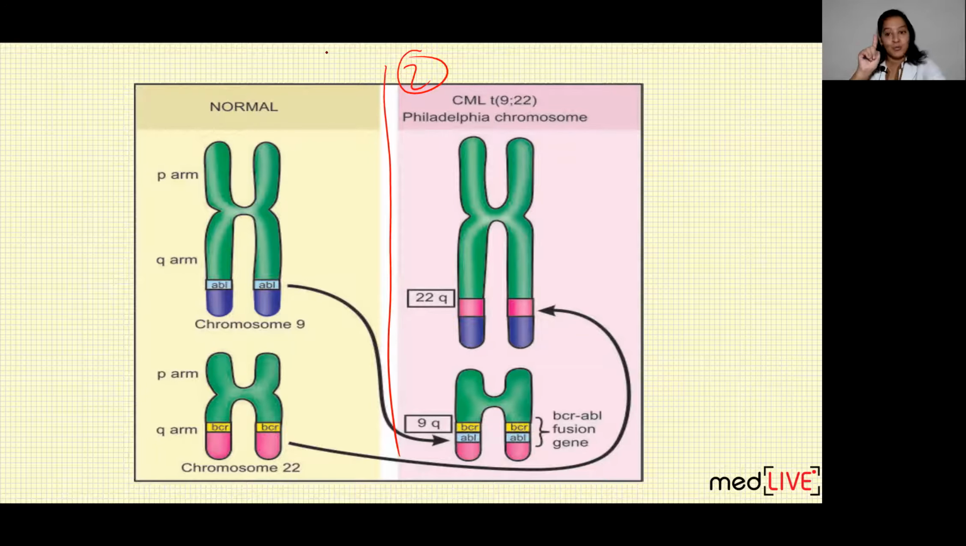So on chromosome 9, which gene was present? I have told you, ABL. Can you see here in the first diagram? ABL is present on chromosome 9. In translocation, this is given to chromosome 22. Can you see the arrow? ABL is given to chromosome 22.